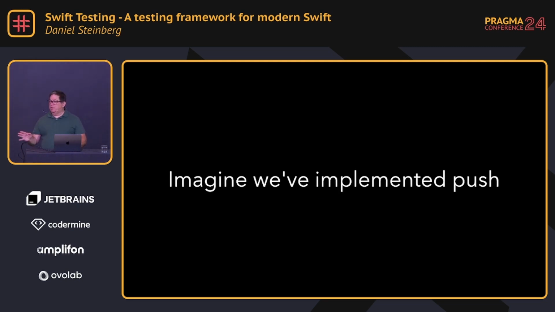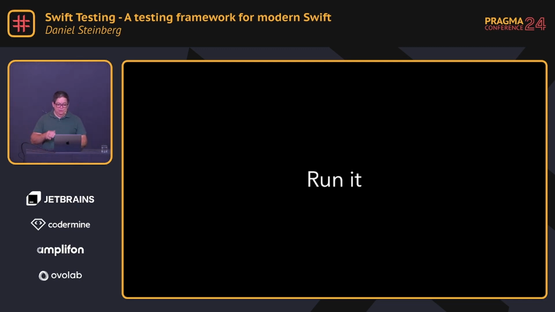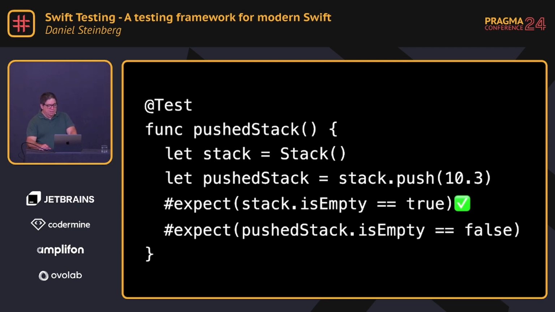So imagine we've implemented push. This is about testing, not the other stuff. And let's run it. And what's interesting is the first expectation passes.